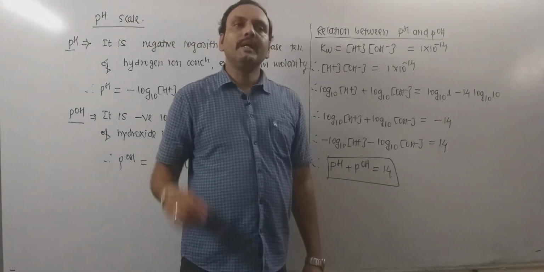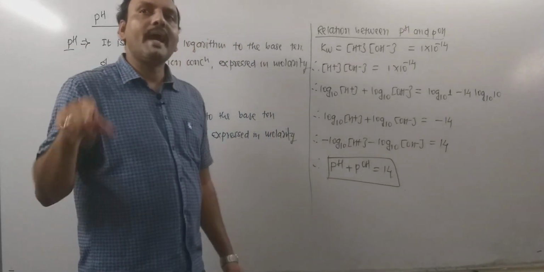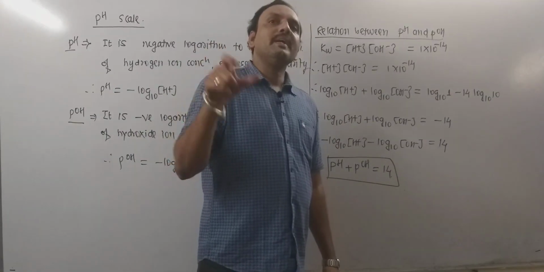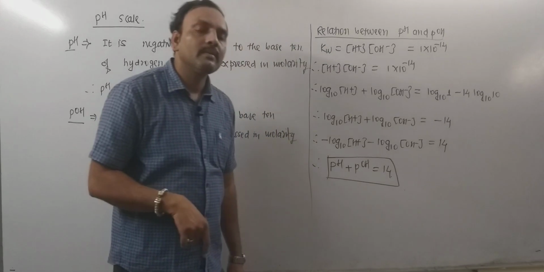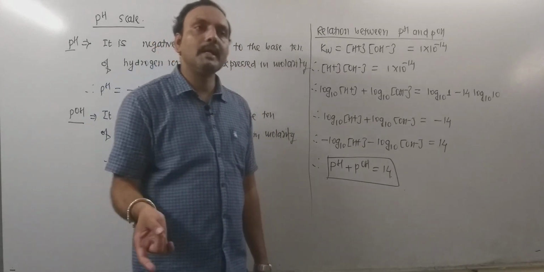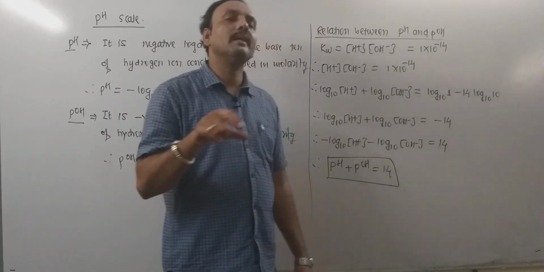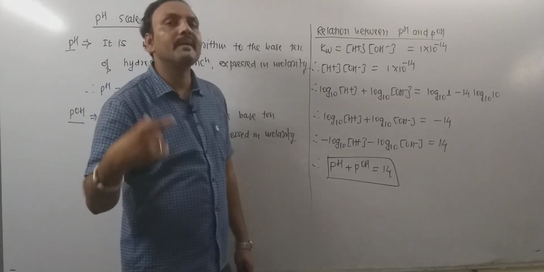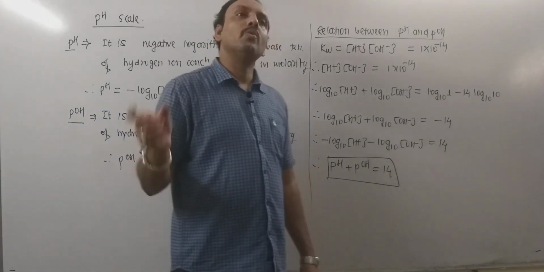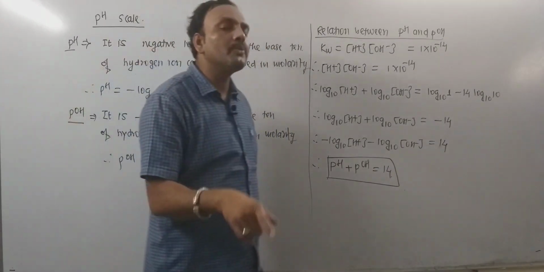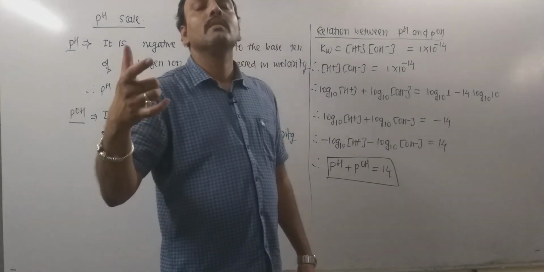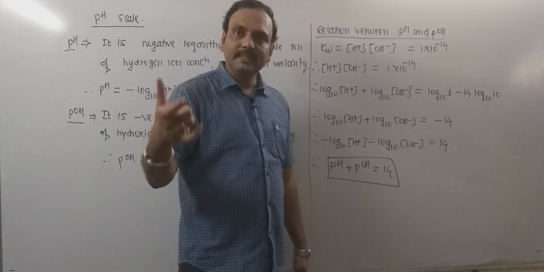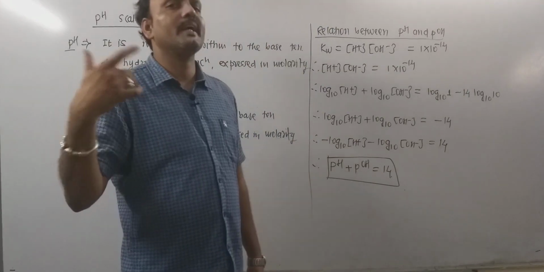What we need to know: a solution having a pH value less than 7 is acidic. If pH is less than 7, then ultimately pOH will be greater than 7. So an acidic solution is that solution which has a low pH value, less than 7, or a pOH value greater than 7.